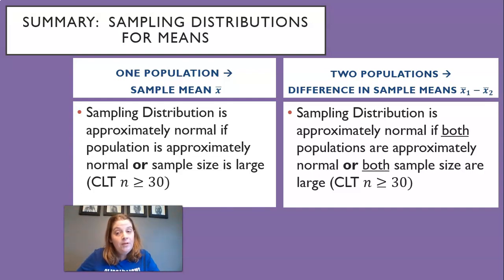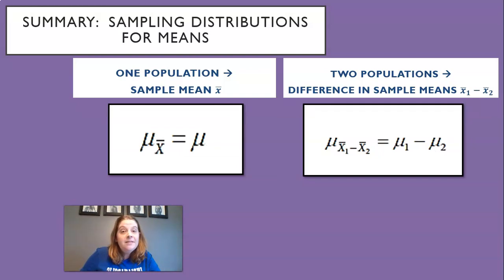And remember, this only works for means. If you're talking about proportions, you have to check the np's and the n times 1 minus p's for those. Now, when we're talking about means, for 1 population, the mean of the population is the same as the mean of the sampling distribution. And for the sampling distribution for the difference, you're going to find the difference of the 2 population means.